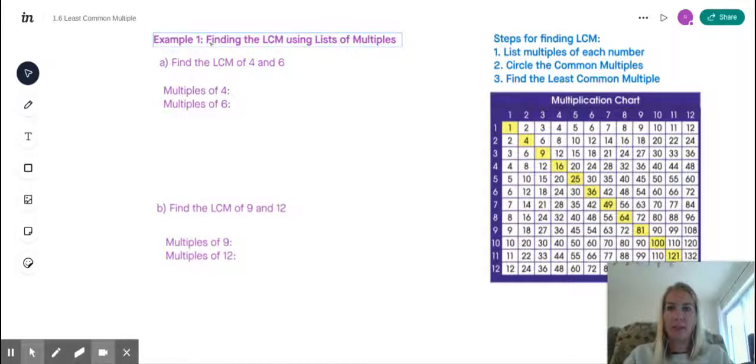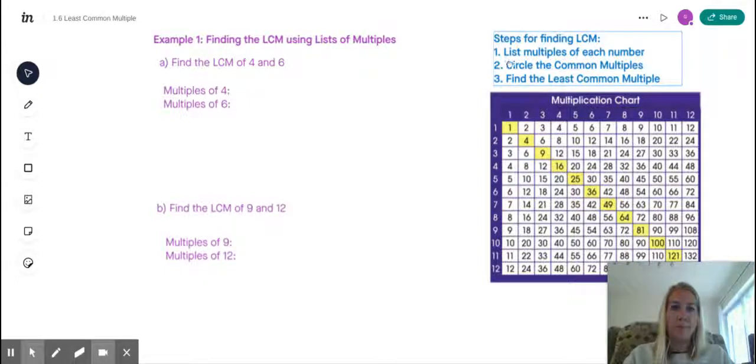All right, let's go over example 1, finding the least common multiple using lists of multiples. This is part of chapter 1, section 6, least common multiple. Problem A says find the least common multiple of 4 and 6. Over here I have the steps for finding the least common multiple.